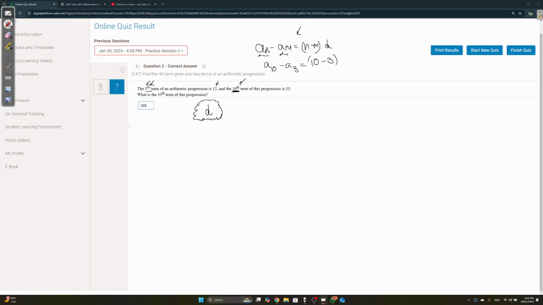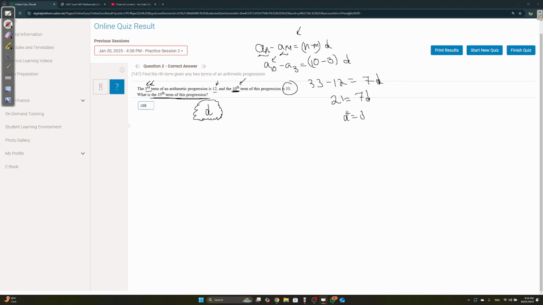10 minus 3 d. What's a10? We know it's 33. What's a3? We know it's 12. And you can solve this as a normal equation. You're going to get 33 minus 12, that's 21, equals 7d. So d is equal to 3. What is the 35th term of this progression?